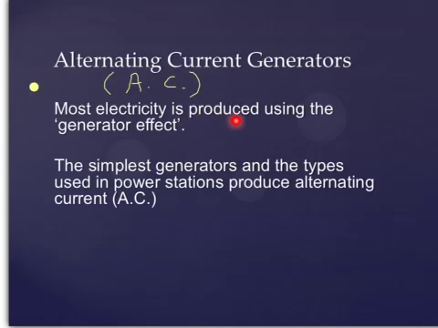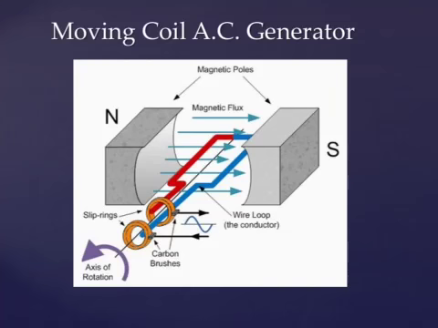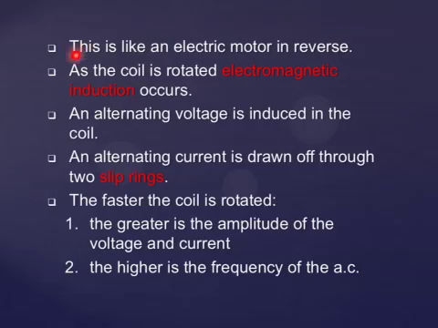Most electricity is produced using the generator effect. The simplest generators, and the types used in power stations, produce alternating current, or AC. The structure of a generator is very similar to that of an electric motor. In the case of an electric motor, we pass current into the coil to make the coil turn. In the case of a generator, we physically turn the coil to produce current from it. A generator is like an electric motor in reverse.